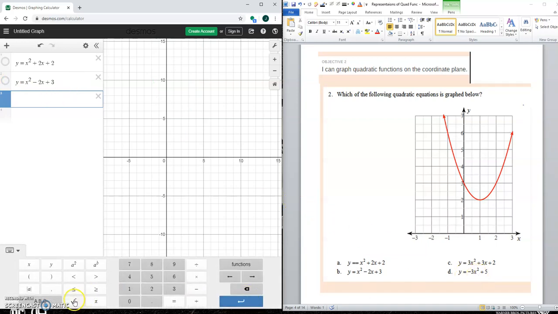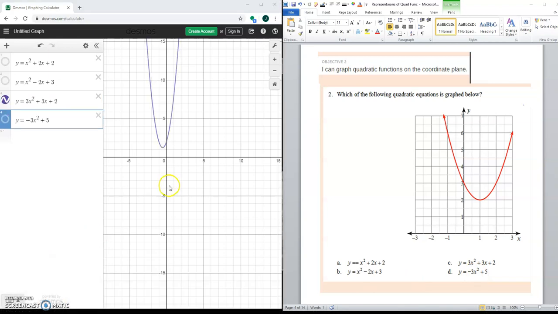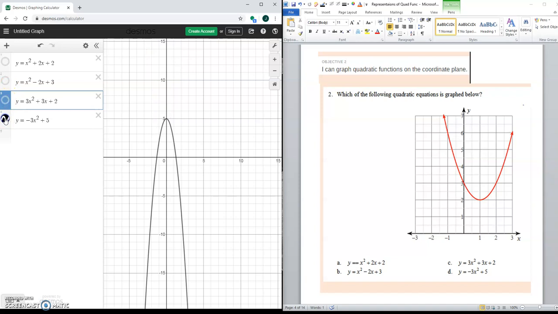So now let us plug in letter C. Okay, so for letter C, you know that that's not the answer because right here, your vertex is at quadrant 2, while on here, your vertex is on quadrant 1. So because of that, that's not the answer. You turn that off and you plug in letter D.